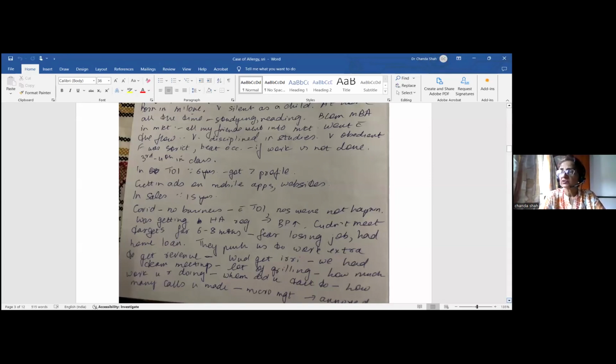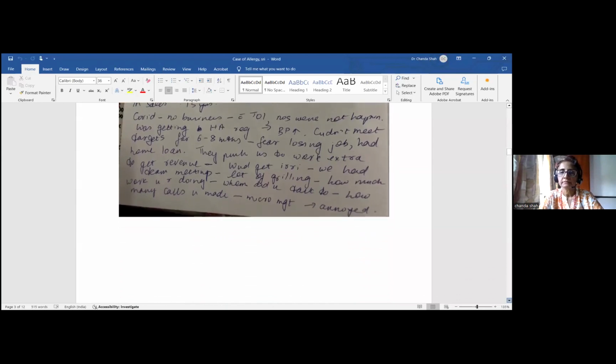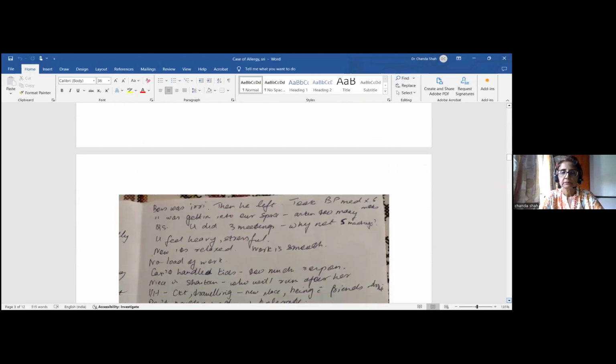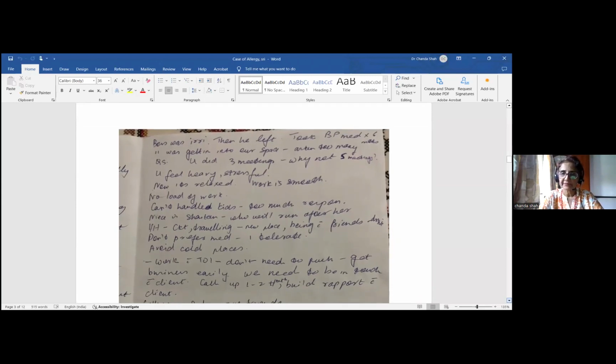But he said it was COVID times. Everyone's business was down. So who's going to spend money on advertisements? But the boss would not understand. He would keep on pushing him, get more work, get more work. So that was annoying him. He said the boss was very irritating. And then luckily for him, that boss left. So that time, he took the blood pressure medicine for 6 months.